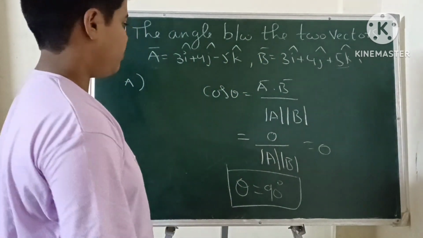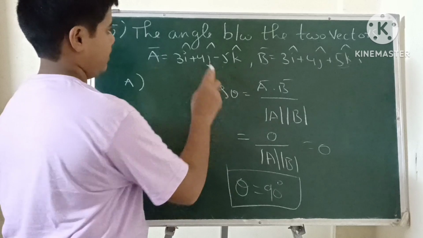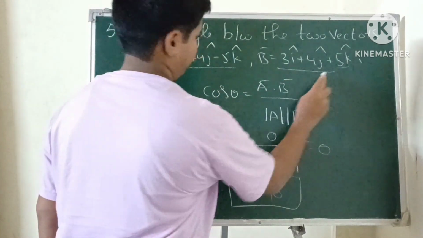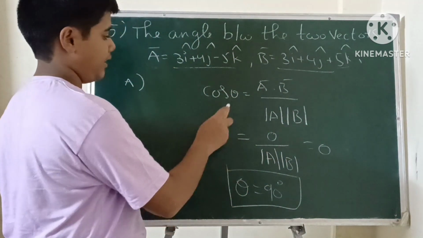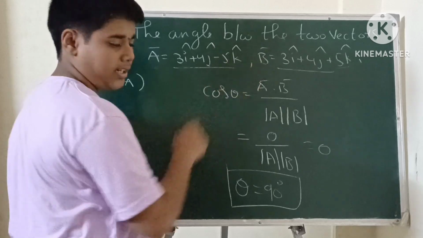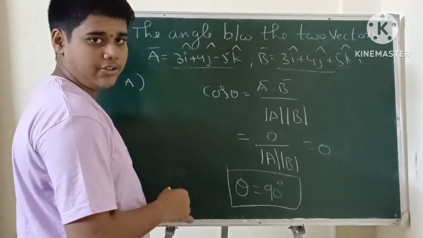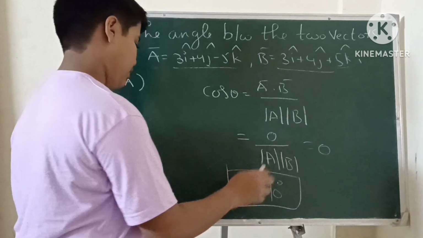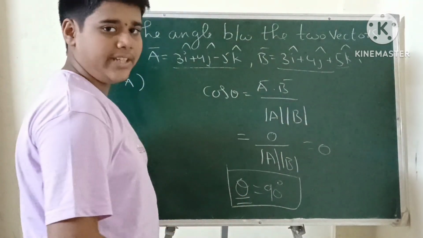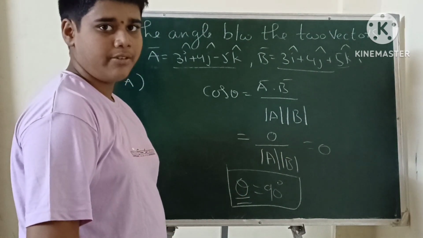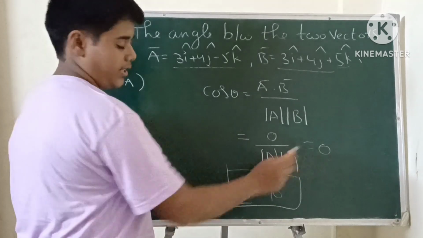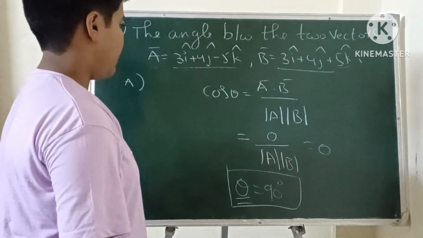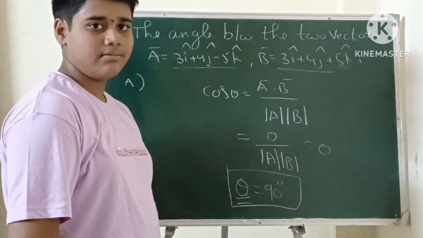Okay, I will explain again. They gave two vectors and they are asking to find the angle between these two vectors. The dot product is 0, so 0 by anything means 0. So the maximum value of theta is 90 degrees. Okay, so this is the angle between these two vectors.